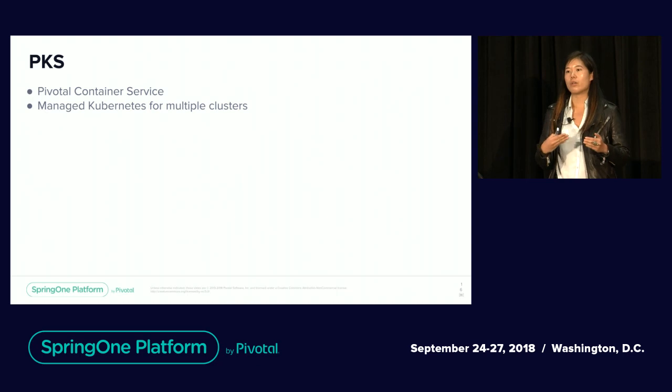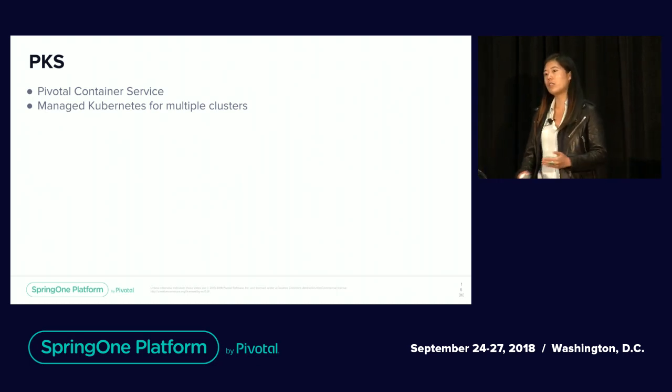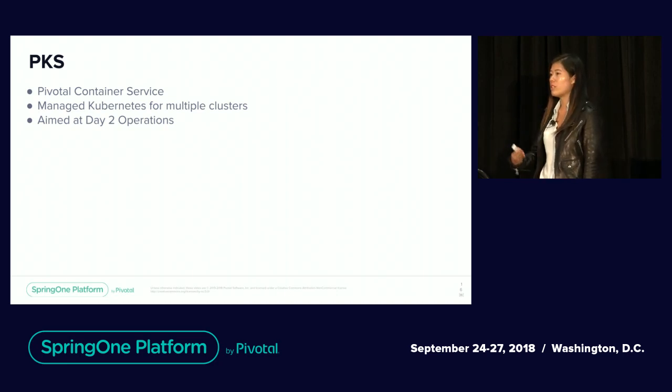And we also, with PKS, allow this for multiple clusters, right? So you have a multitude of different clusters for a multitude of different use cases. And with PKS, we are really aimed at day two operations. I'm sure you've heard this in other sessions before, but we're really looking beyond just kicking the tires, getting an environment set up that's ideal for you, but how do you maintain that environment? How do you see it actually running production workloads? How do you upgrade it with confidence?